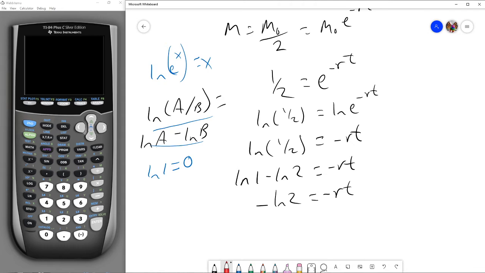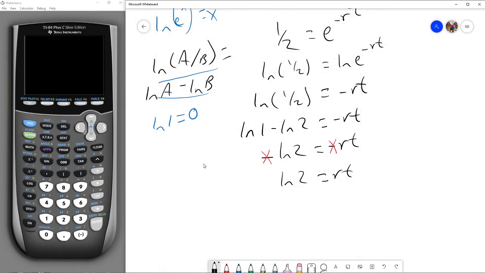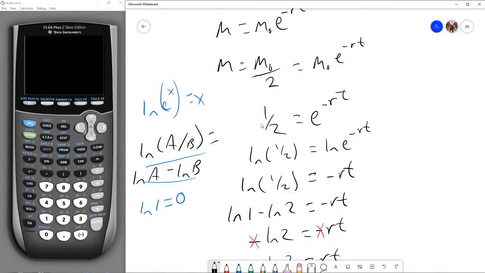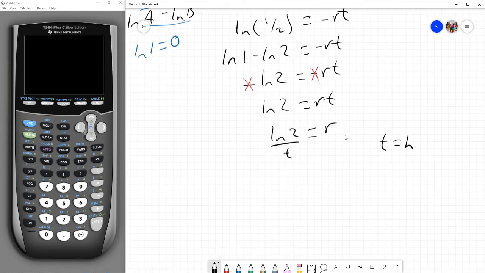And now we can multiply by negative 1, get rid of the negative, so natural log 2 is equal to rt, or natural log of 2 over t is equal to r. Now, since we are interested in doubling time or half-life, in this case, t is equal to h, because we were assuming that half of the mass was gone by this particular t value. So this t is actually our h value.